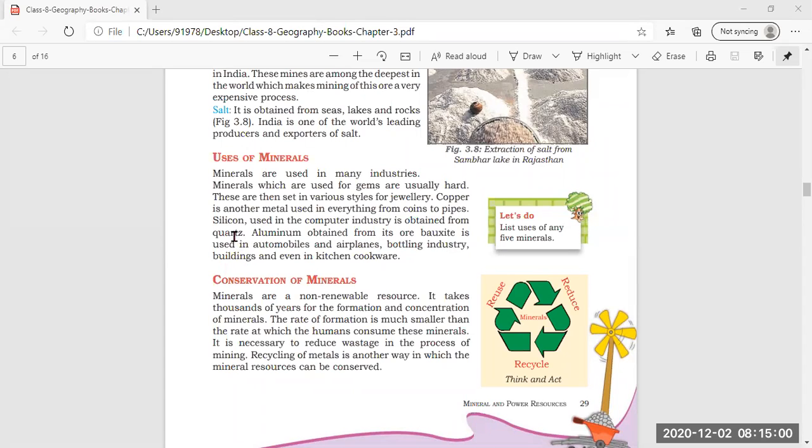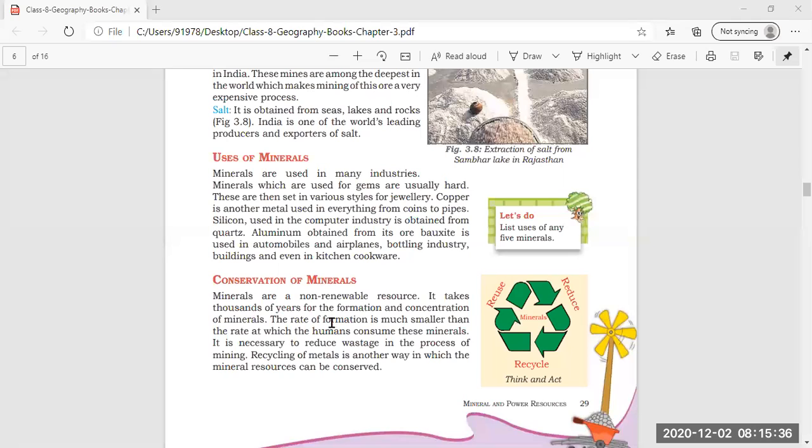So these are the uses of minerals. That means we have seen the gems which are dug out from deep inside the earth, the copper, then silicon and quartz. Aluminum obtained from its ore, bauxite, is used in automobiles and airplanes, bottling industries, building, and even in kitchen cookware. So we can see the uses of minerals at different places. Different types of minerals are used.